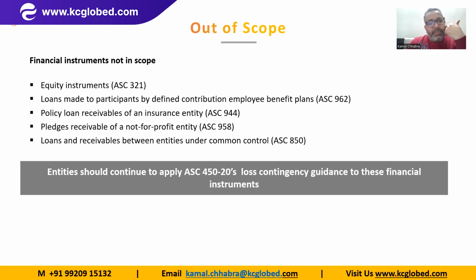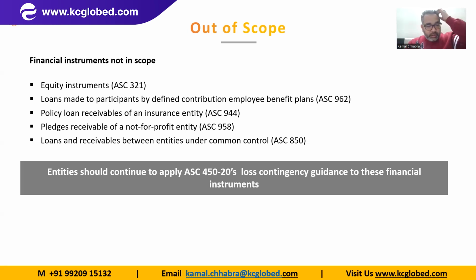Right. Next is pledge receivable for a not-for-profit entity. For not-for-profit entities, all the accounting treatment has been defined in ASC 958. Hence, that also is not covered in ASC 326. And any loan and receivable between entities under common control, like related parties, comes under ASC 850.